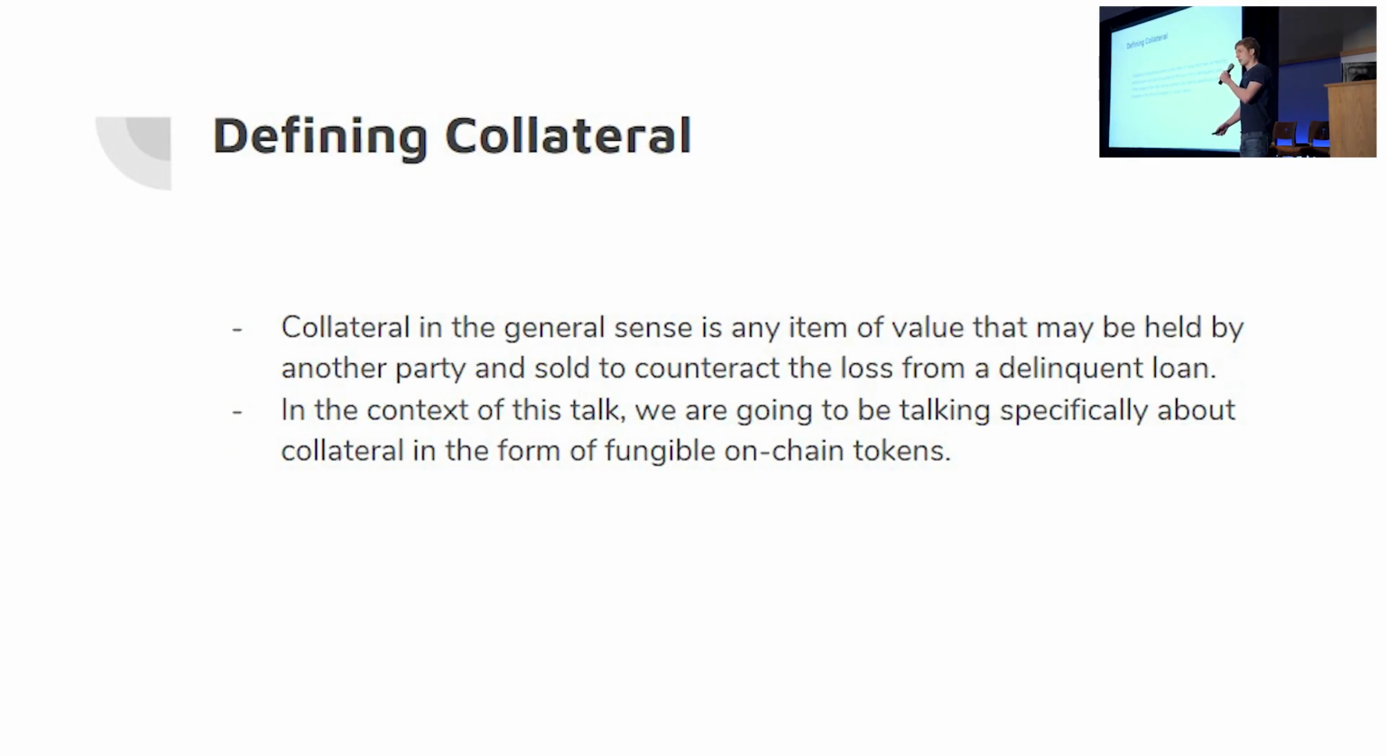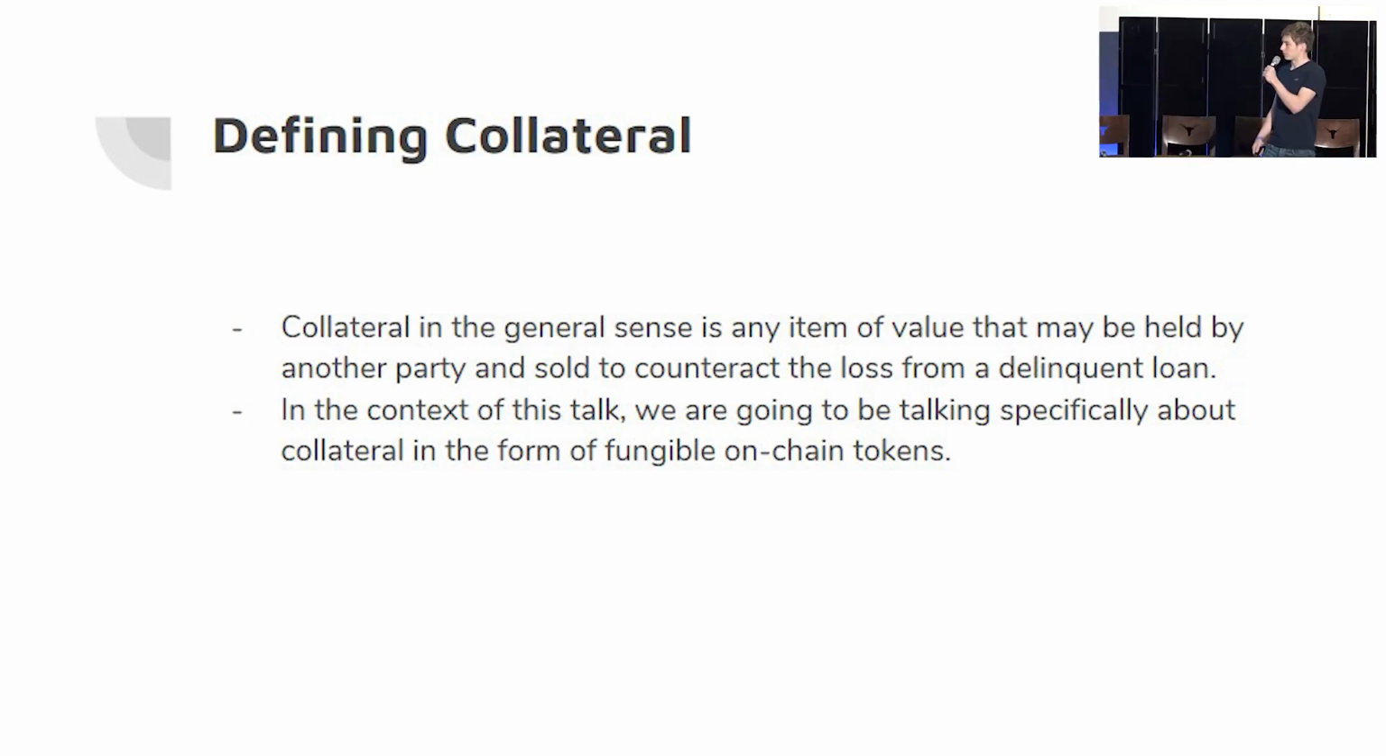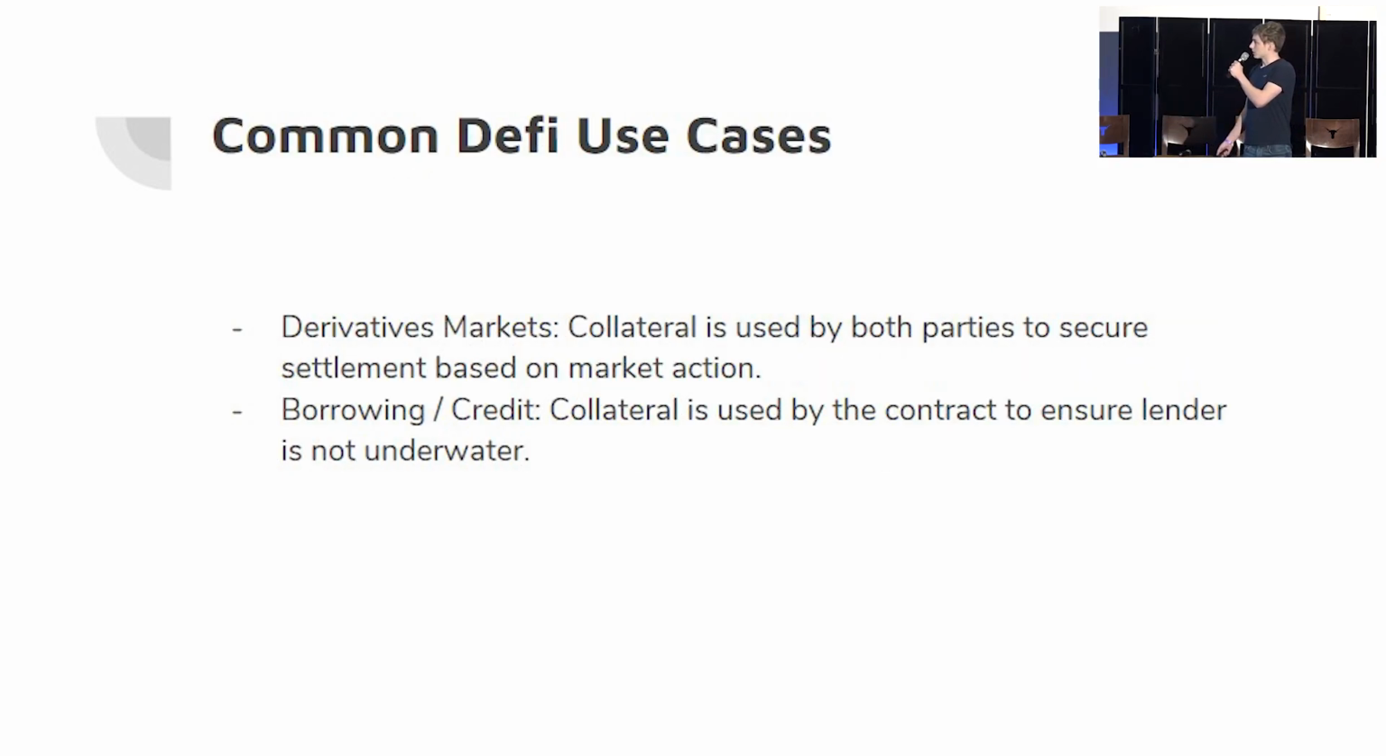So first, really quickly, I want to define collateral because, in the broad sense, collateral can be anything from a BMW to a Bored Ape, just kind of anything with value that a lender can secure in order to protect themselves from a delinquent loan, right? So you want a loan, your house is collateral. Very simple real-world application of that. But for this talk, I'm just going to talk about fungible tokens that are on-chain. And the reason for that is just to help curb the scope for this talk, sort of what I want to focus on here.